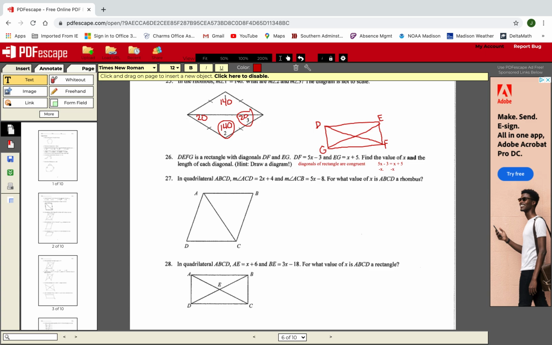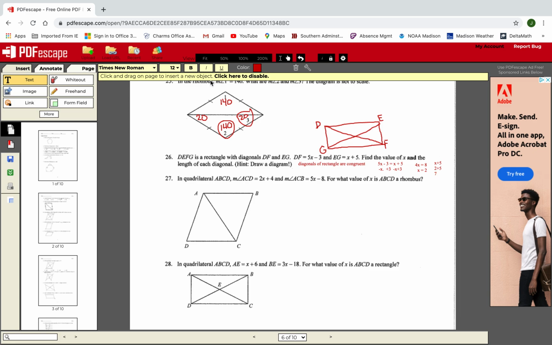Which gives me 4x minus 3 equals 5. So then I'm going to add 3 to both sides. Sorry, I'm running out of room here. Okay. So at this point, I have 4x equals 8, which means that x equals what? Good. X equals 2, and we need to find the length of each diagonal. Well, they're equal to each other, so we can simply substitute that 2 in for x plus 5. So x plus 5, or 2 plus 5, gives us that each diagonal is 7.